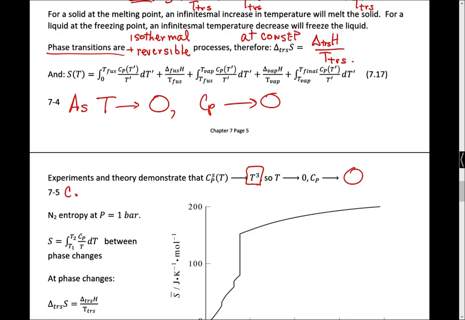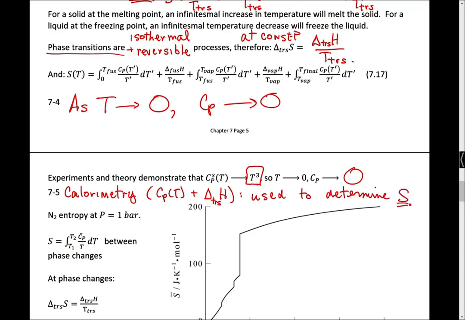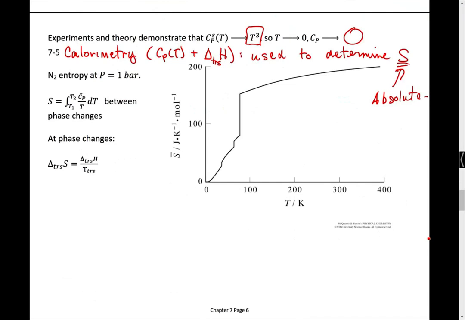So in this case, calorimetry. Heat capacity data, Cp, and delta H of phase transitions allow us to determine entropy. And that's an absolute value. Okay? All right. So this basically shows the entropy per mole as a function of temperature, specifically for nitrogen at 1 bar. So I want to talk through how we would calculate that, right?